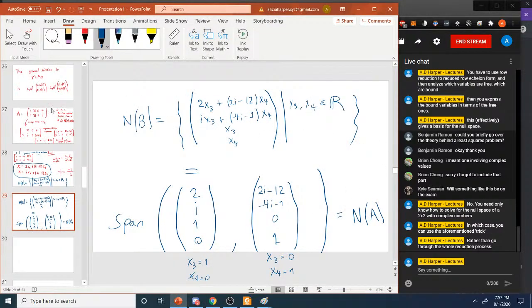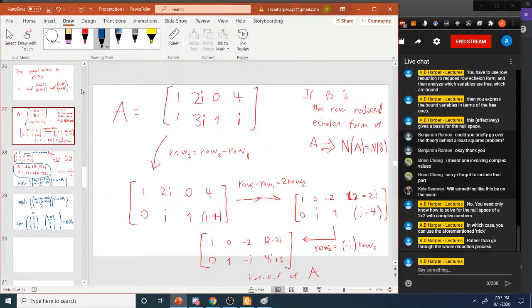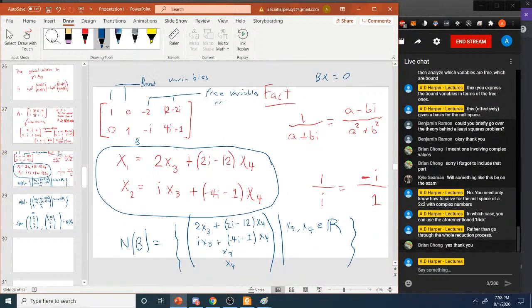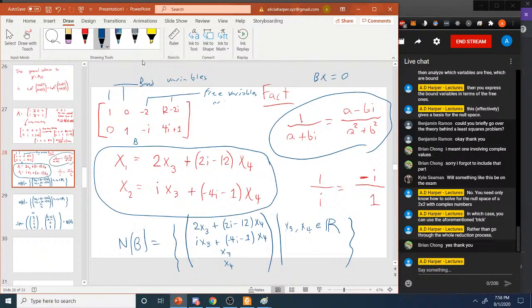I hope this answers Brian's question. In a way, the problem of computing the null space of a matrix with complex numbers involved is not really any different from the process of computing the null space of an ordinary real matrix. The only difference is that you sometimes have to multiply and divide through by complex numbers, in which case you have to use this formula. But other than that, everything else is basically the same.